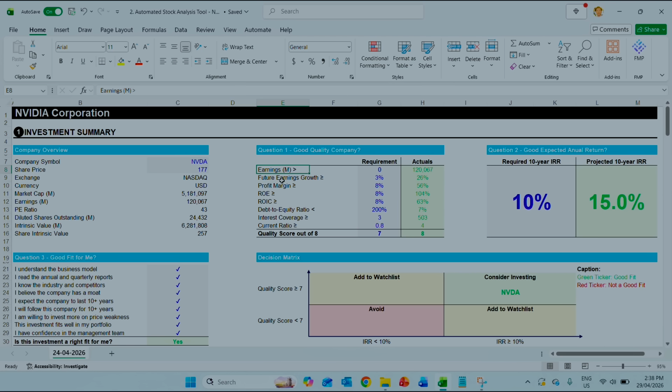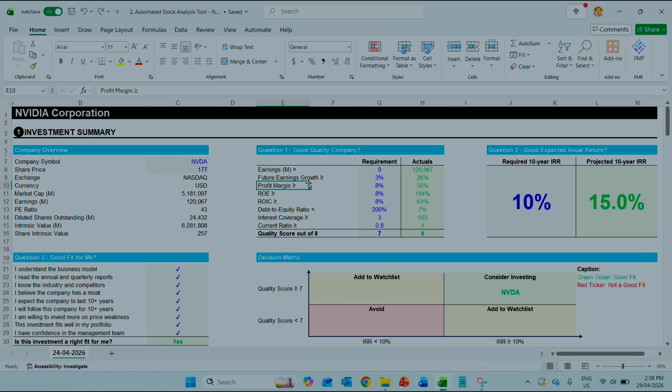Second metric, we want future earnings growth above 3% at the very minimum. Ideally, I'd rather have 10, 15, 20%, of course, but you know, I like to have a minimum requirement. So here 3%. According to the consensus, we've got 26% of future earnings growth for Nvidia, so way above. Okay, keep in mind that if this number was, let's say, 2%, then it would be red. And as soon as it goes red, the quality score drops. Okay, so let's put it back.